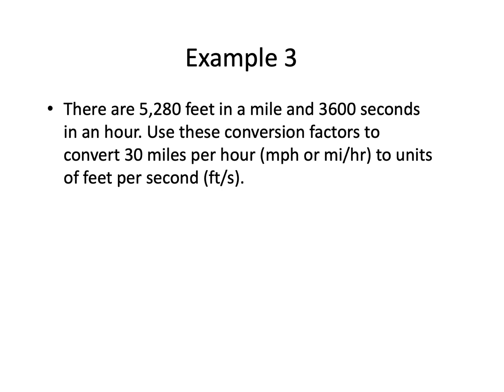All right, here's one for you to try. This is example number 3, and it says there are 5,280 feet in 1 mile, and there are 3,600 seconds in an hour. So given these conversion factors, we want to convert 30 miles per hour to feet per second. That is, how many feet per second are there in 30 miles per hour?